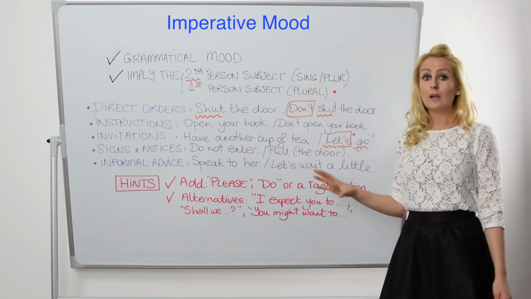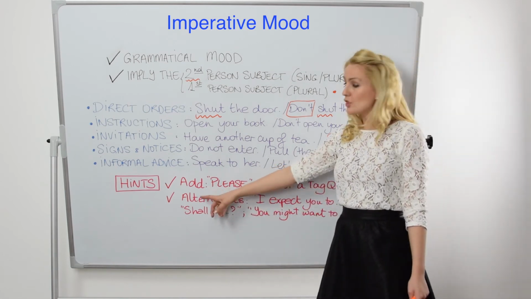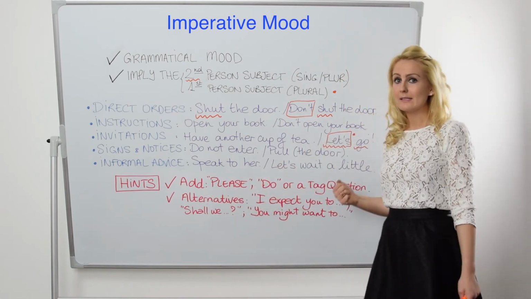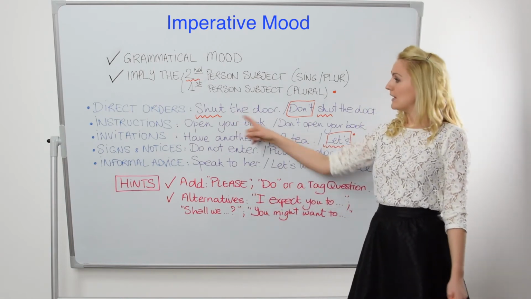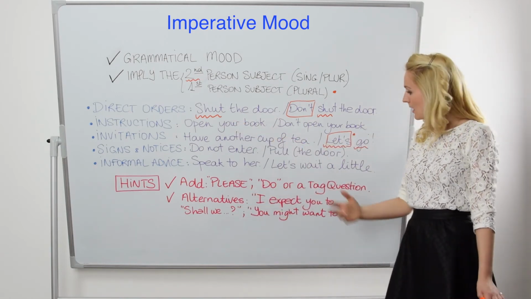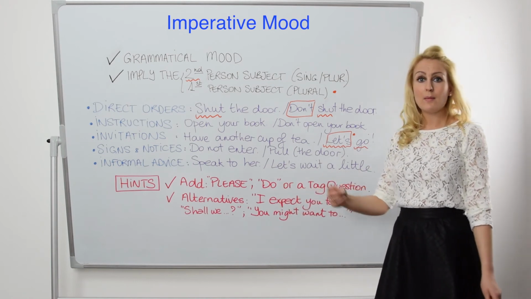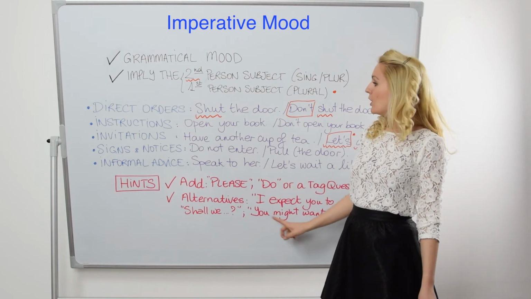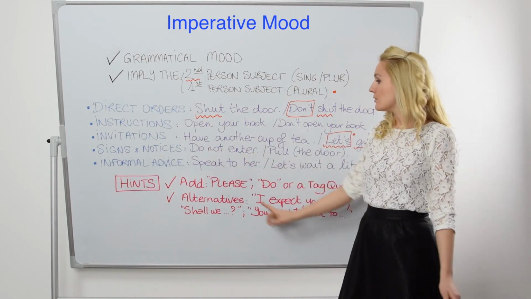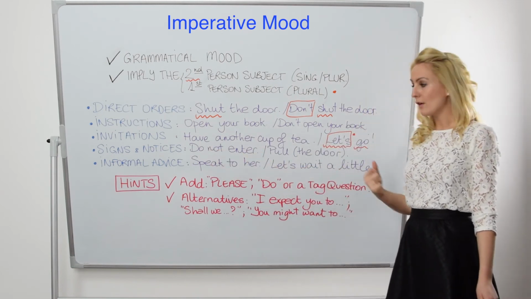A few hints for the classroom. If you want to change the tone, if you want to make it less assertive, less direct, you can add please, so please shut the door or shut the door please. You can add do to an affirmative imperative form, so you add it at the very beginning, do shut the door, do open your book, do have another cup of tea, it makes it softer.